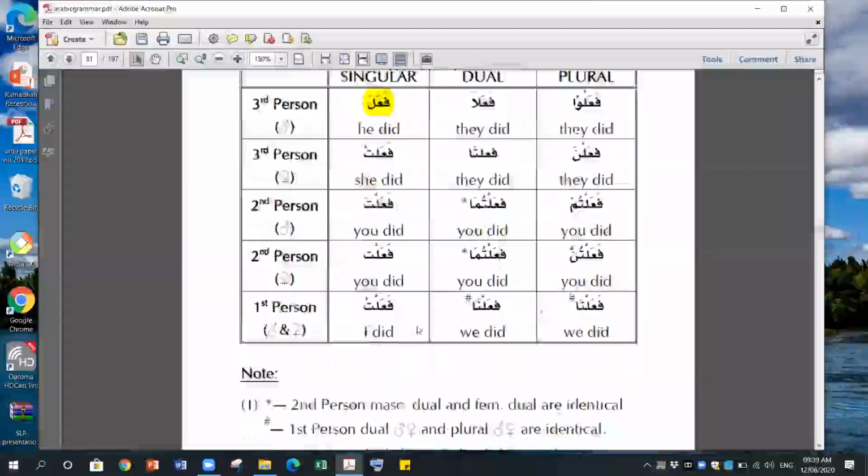We had done the pronouns attached to a word, with both nouns and verbs. So they are the same.